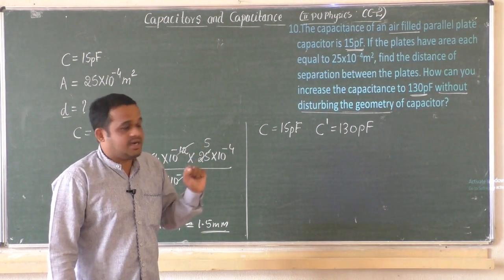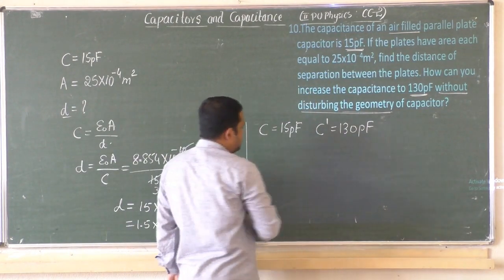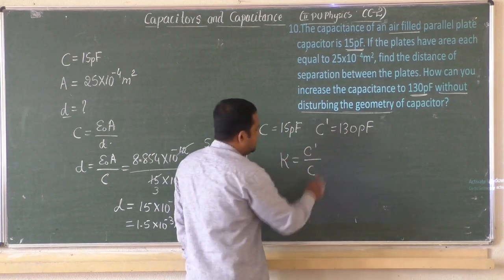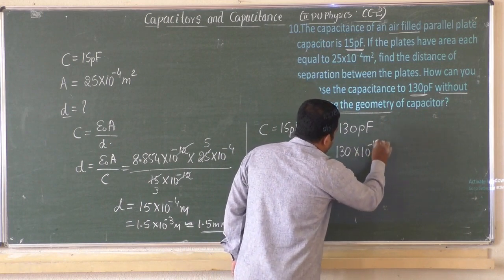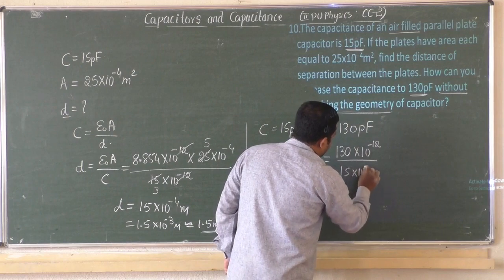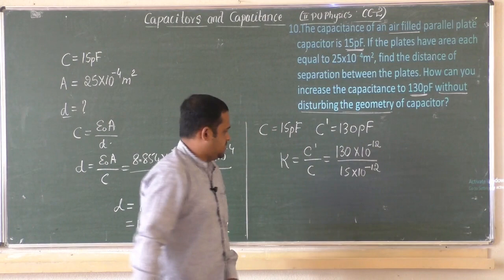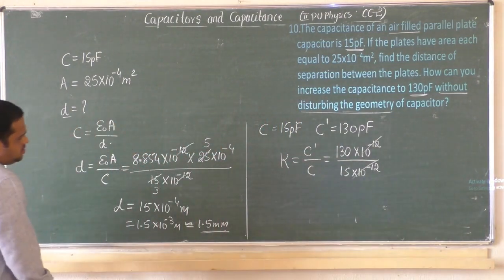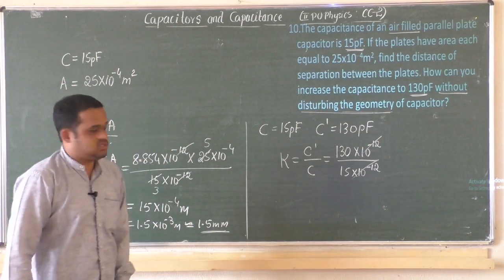Okay. Now what about that dielectric medium? What is the dielectric constant of that medium? The dielectric constant of that medium can be calculated as K is equal to C dash divided by C. What is the value? 130 pico, that is 130 into 10 power minus 12, divided by the initial value 15 into 10 power minus 12. The 10 power minus 12 cancels, 130 divided by 15.